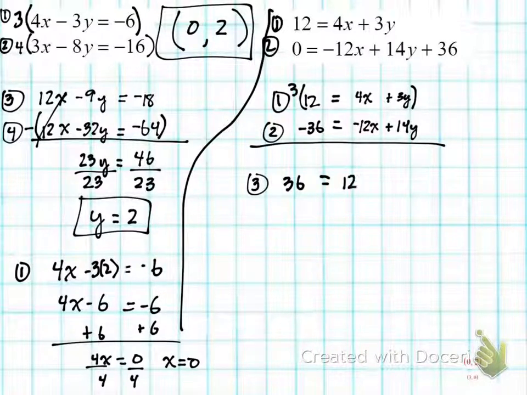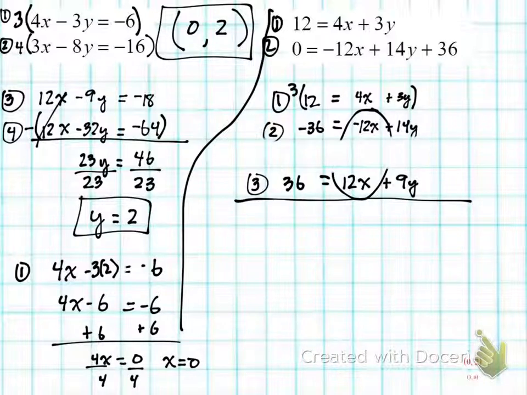So on equation 1, I'm going to multiply by 3 because I know that 4x times 3 is 12x. Okay, you see that? And we want 12x and negative 12x to be opposites so I can get rid of them. So we're going to combine.